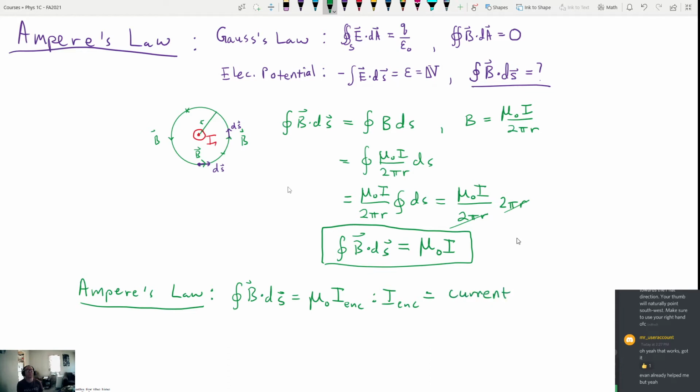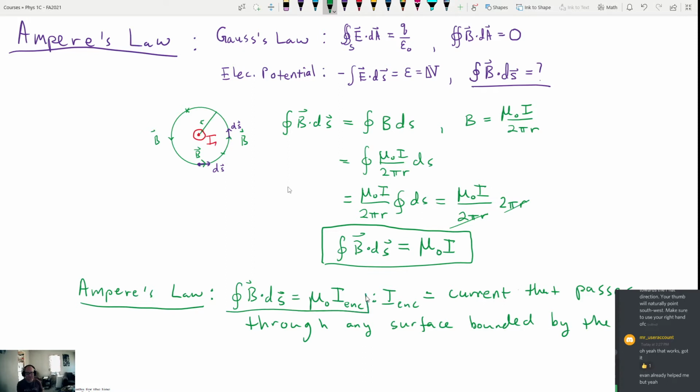It's the current that passes through any surface bounded by your path. The current enclosed is the current that passes through any surface bounded by the path. And with that definition, this is Ampere's law. This is one of Maxwell's equations. In fact, this is the third.